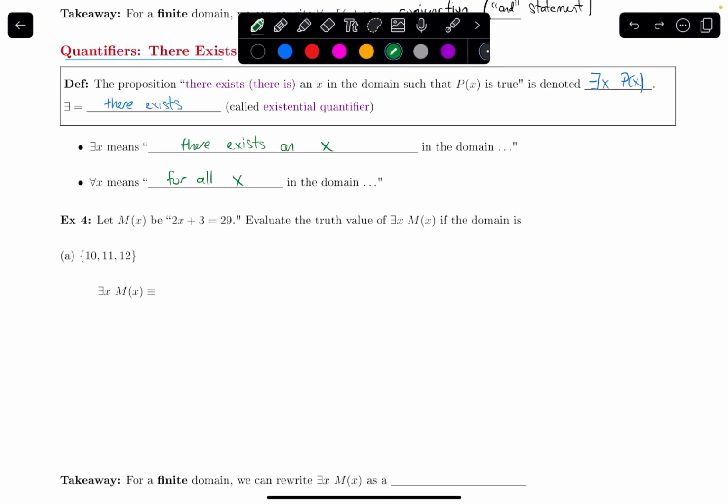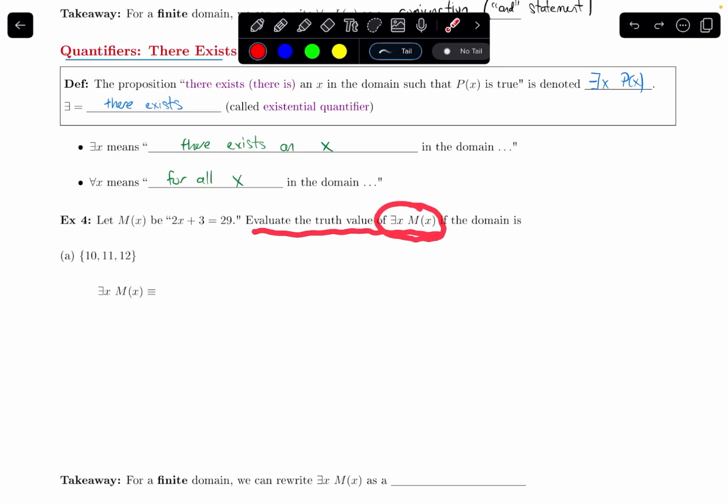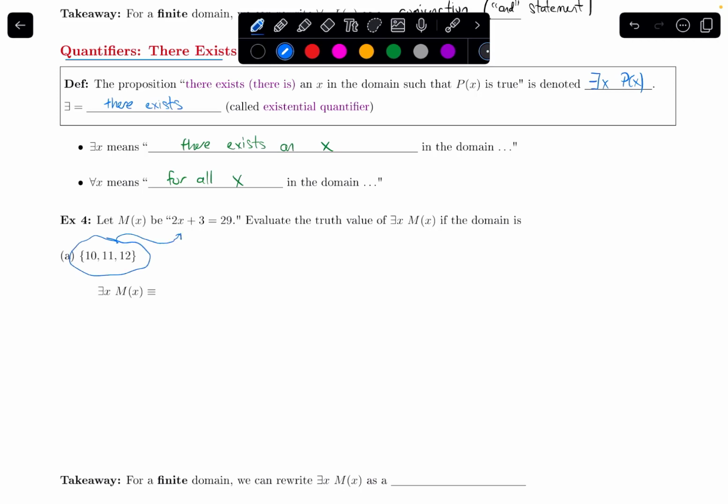So I'm going to let m of x be 2x plus 3 equals 29, and I want to evaluate the truth value of there exists x m of x. And in part A, I'm going to let the domain be 10, 11, and 12. So for a there exists statement, for it to be true, I need to find at least one value in the domain that when I plug it into this equation, it's going to make it true. There could be more than one. As long as there is at least one that works, it's going to make it true. But if none of them work, then it's going to be false. Okay, so let's consider this.